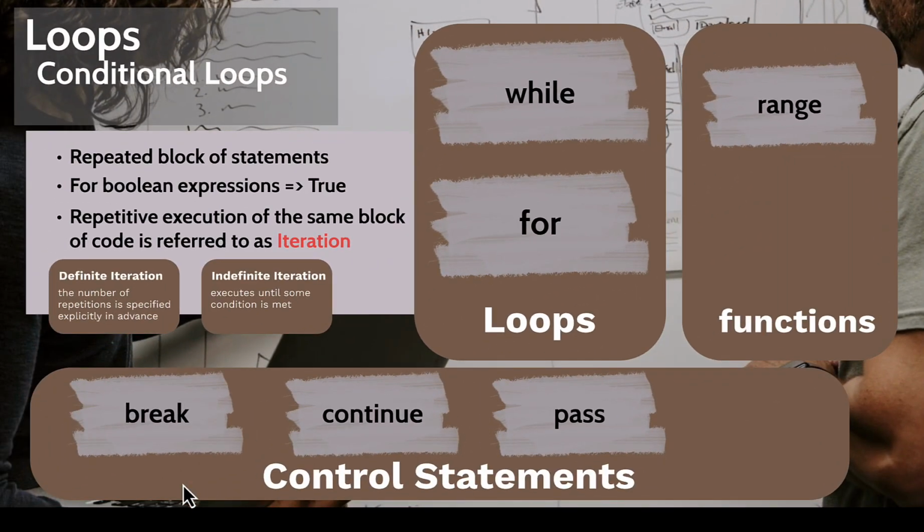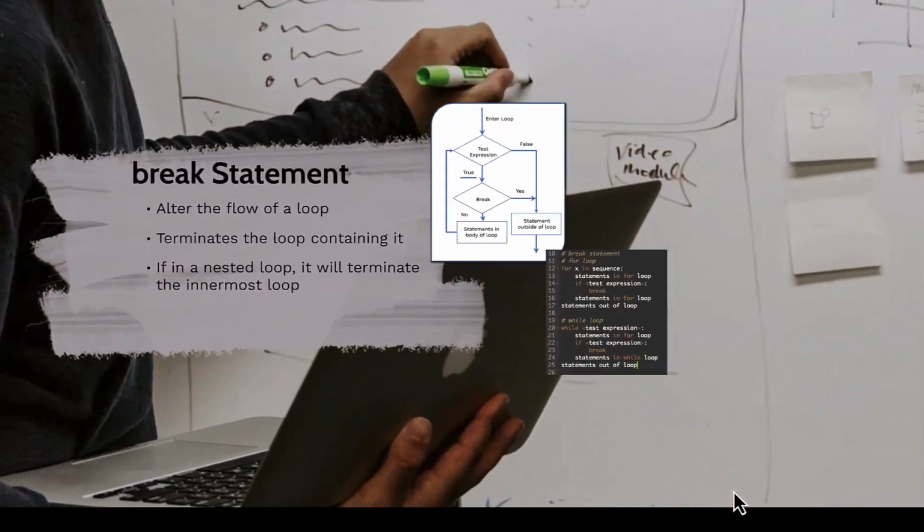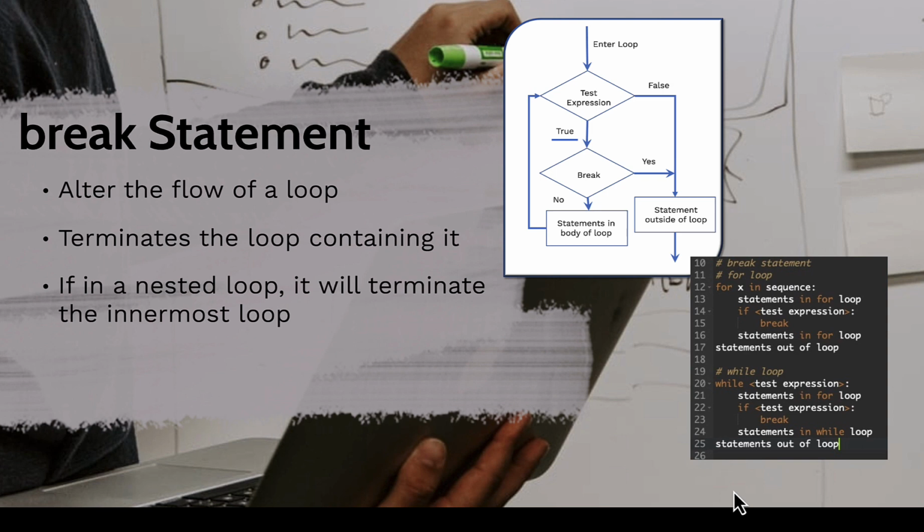Now, there's going to be situations where we're going to end up utilizing a break, a continue, or a pass, and let's quickly evaluate what these components mean. So let's take a look at break real quick. Break will alter the flow of a loop, terminate the loop that it is in, and if it's in a nested loop, it will terminate the innermost loop.